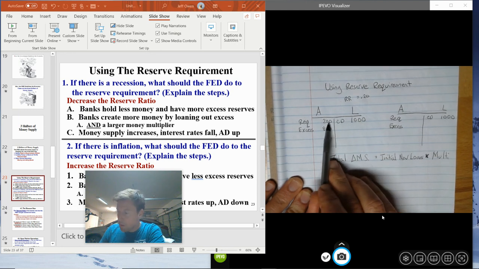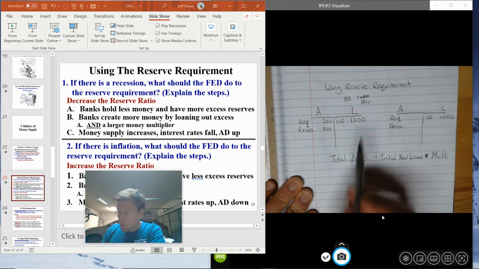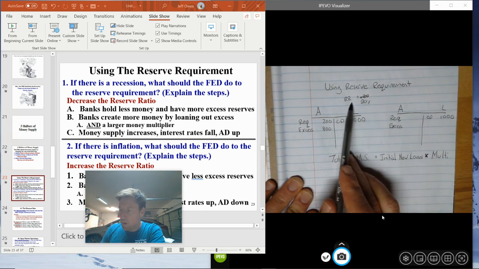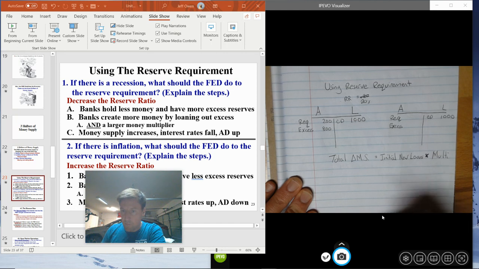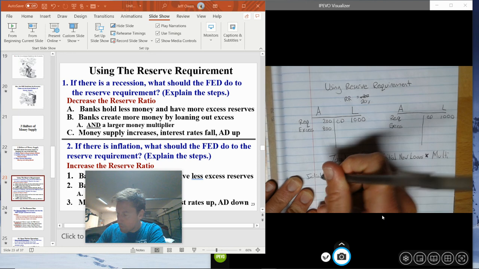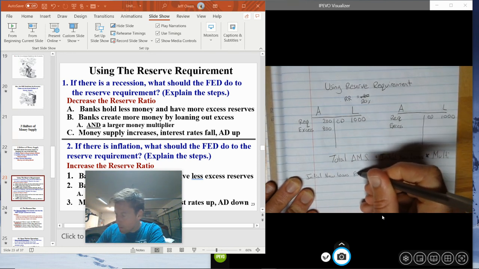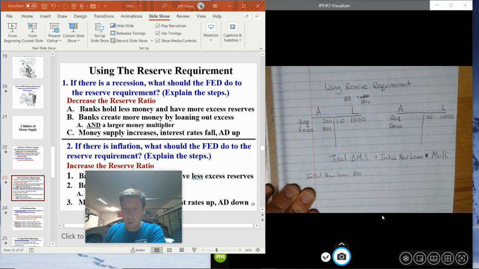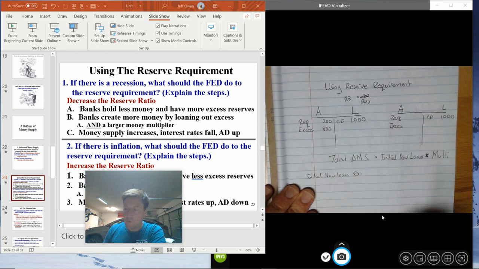This bank holds on to $200 because, sorry, that should have been a percent. They hold on to $200 because our reserve requirement ratio is 20%. Our excess reserves are $800. This bank right now can make some initial new loans of $800.